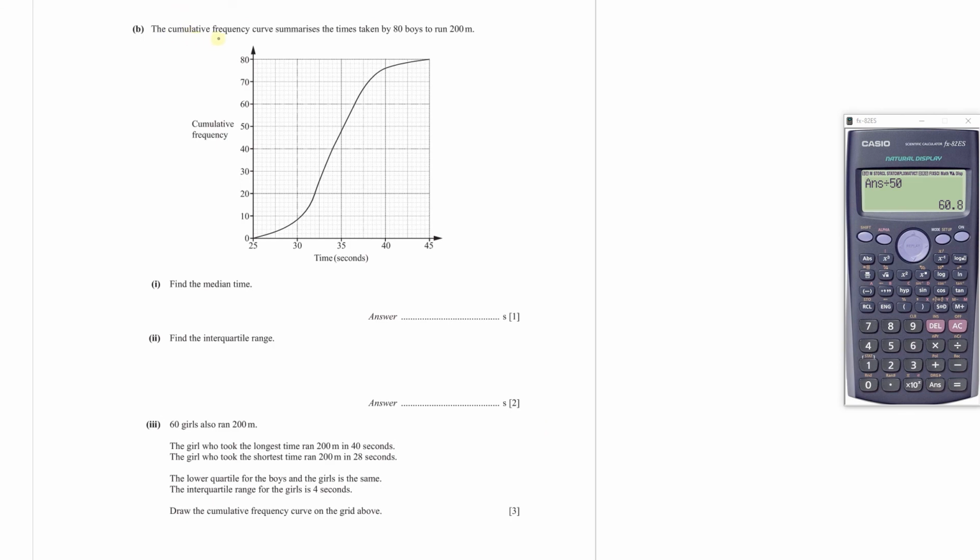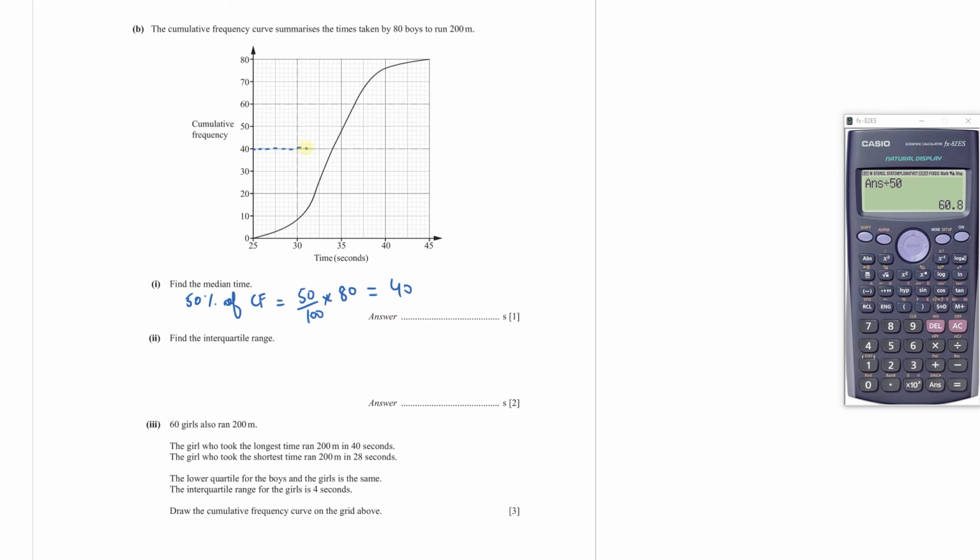So part B is the cumulative frequency curve summarizes the time taken by 80 boys to run 200 meters. So on the y-axis you have cumulative frequency, and on the x-axis you have time in seconds. Part 1 is find the median time. So to find the median time, first you need to find 50% of the total cumulative frequency, 50 by 100 into the total value. The total number of boys who took part in this race was 80. So 50% of 80 will be 40. So you'll see what's the time value at a cumulative frequency of 40.